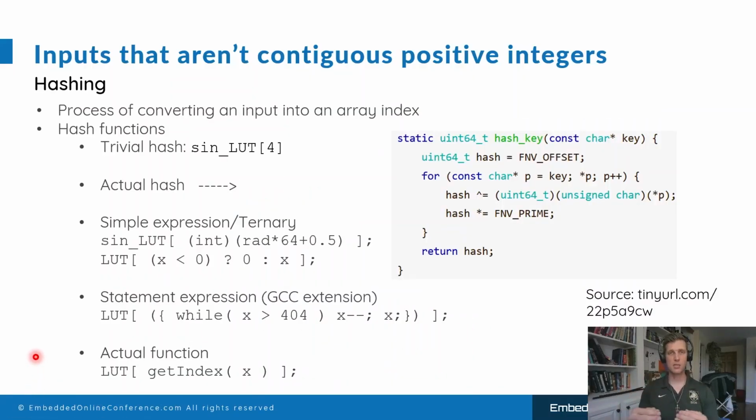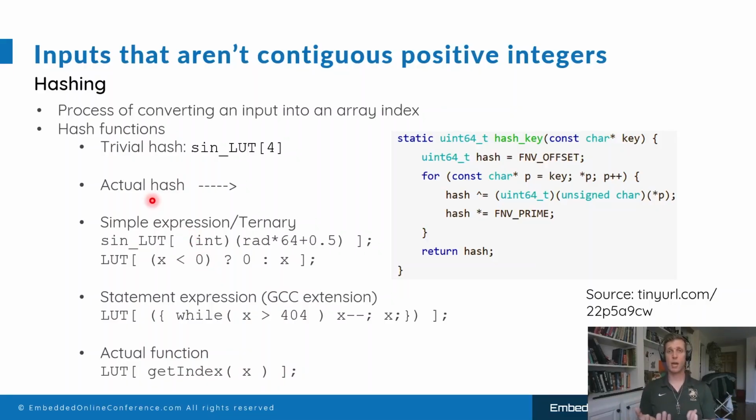The third way that I might access my array if my inputs aren't necessarily contiguous positive integers is hashing. We've actually seen two examples of this so far. In the very first example of the lookup table, if the input is the array index, then that's actually called the trivial hash. But I can also set up a very simple expression, which we saw when we modified that sine lookup table implementation. If I take my input, multiply by 64, round, then this is a simple way to permute my input into the correct array index, or maybe I use the ternary operator to find the correct index into my array.